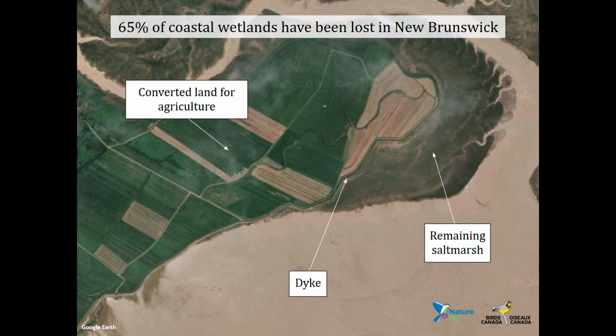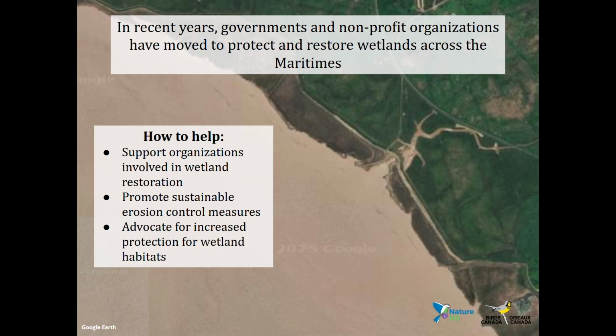And the Nature Trust of New Brunswick estimates that this loss of coastal wetlands causes habitat loss for at least 50 bird species, many of which are at risk already. So this is a real concern for conservationists. But all is not lost. So in recent years, governments and nonprofit organizations have moved to protect and restore wetlands across the Maritimes.